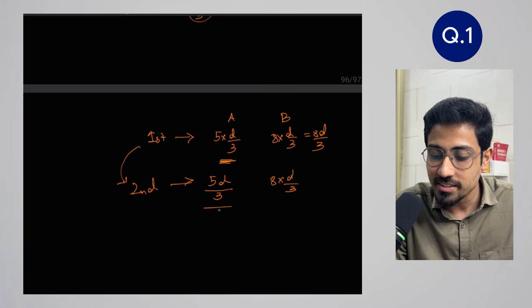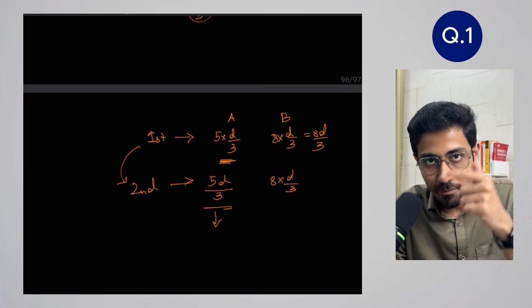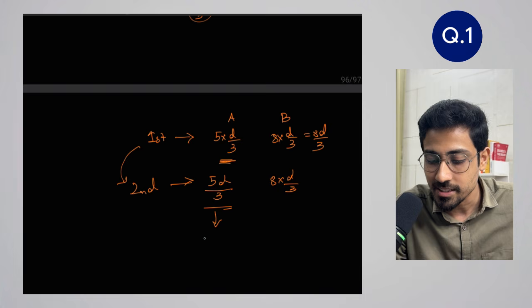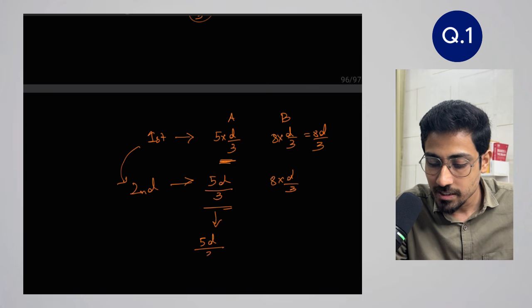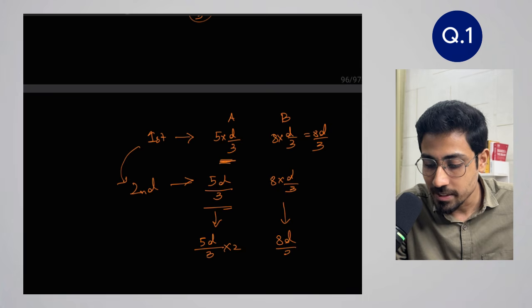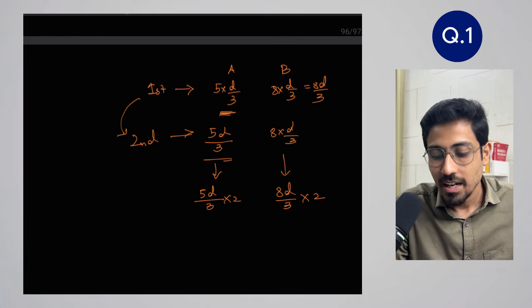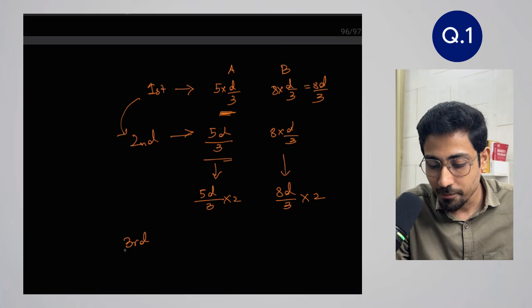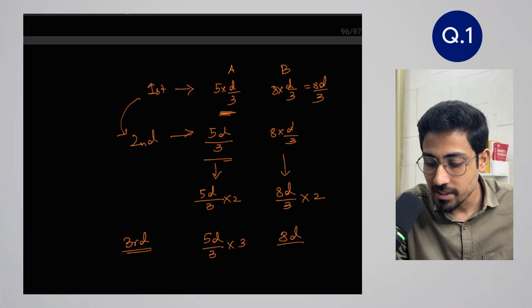So how much total distance has A covered so far? After 2 meeting points, A has covered 5D by 3 into 2. And B has covered how much distance? 8D by 3 into 2. Similarly, this pattern will repeat. After the third meeting point, A would have traveled a total distance of 5D by 3 into 3. B would have traveled 8D by 3 into 3.